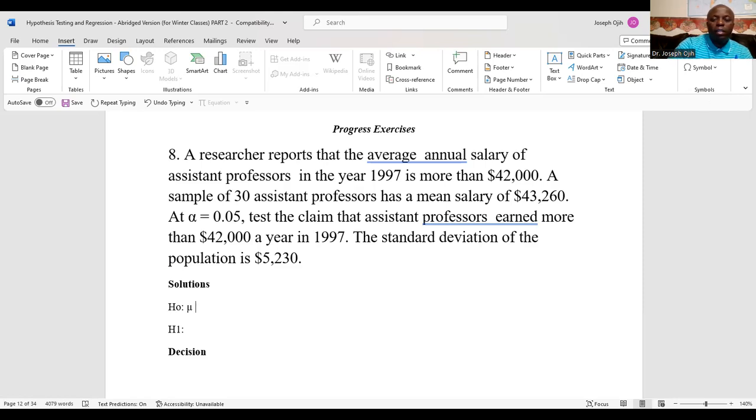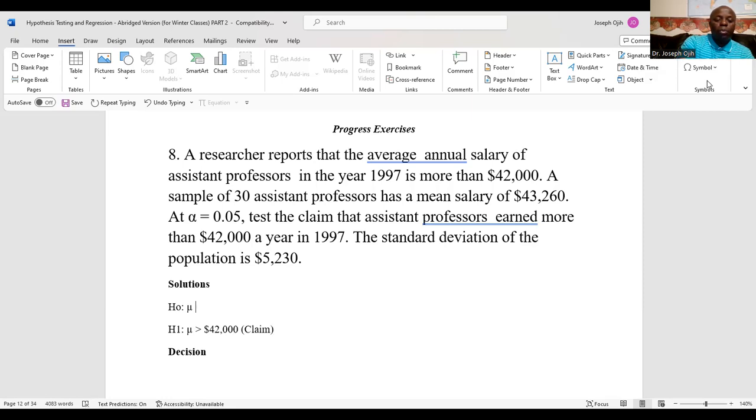It's more than, you see here, say is more than. So that means greater than. We can use greater than only in the alternative hypothesis. So I'm gonna put that one first. More than. So the average salary, that is mean, is more than $42,000. That is the claim that he's saying. It's more than $42,000.